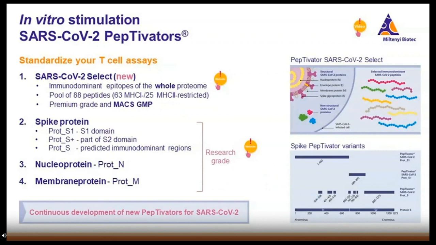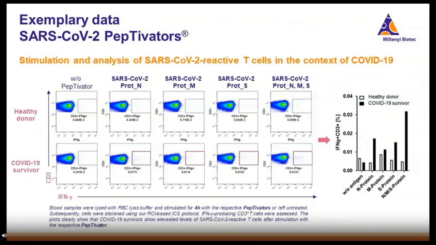Also watch a very nice video that explains the technology in more detail. And yeah, we also generated some exemplary data using the SARS-CoV-2 Tivators. And here we can see that stimulation of T cells results in efficient activation. So in this example, we used blood samples of healthy donors and also a COVID-19 survivor. They were lysed with RBC lysis buffer and then stimulated for 4 hours with the respective Tivator or left untreated.